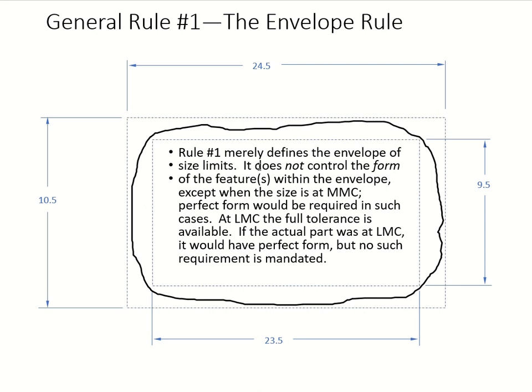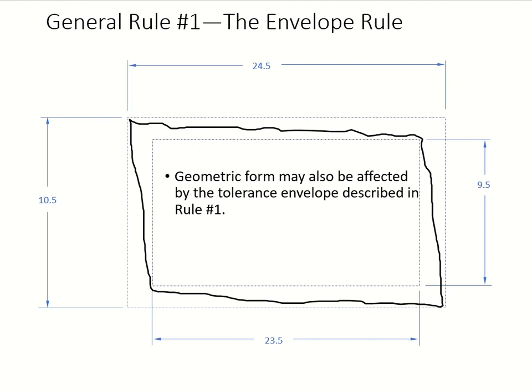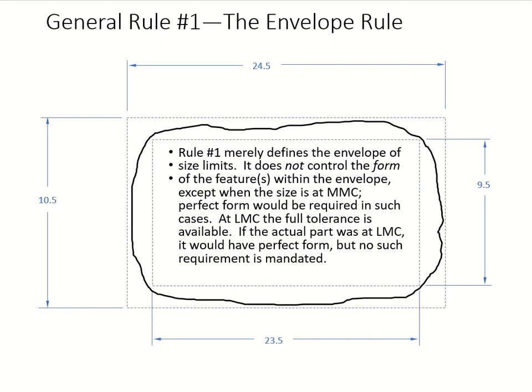This merely defines the envelope size limit. We don't control the form. Shape is very different, and don't worry too much about it. I'm just showing you different form variations here. So Rule 1 is very important because you have to envelope the size limits. It doesn't really control the form of that feature, as long as it stays within the envelope, which is this range right here.